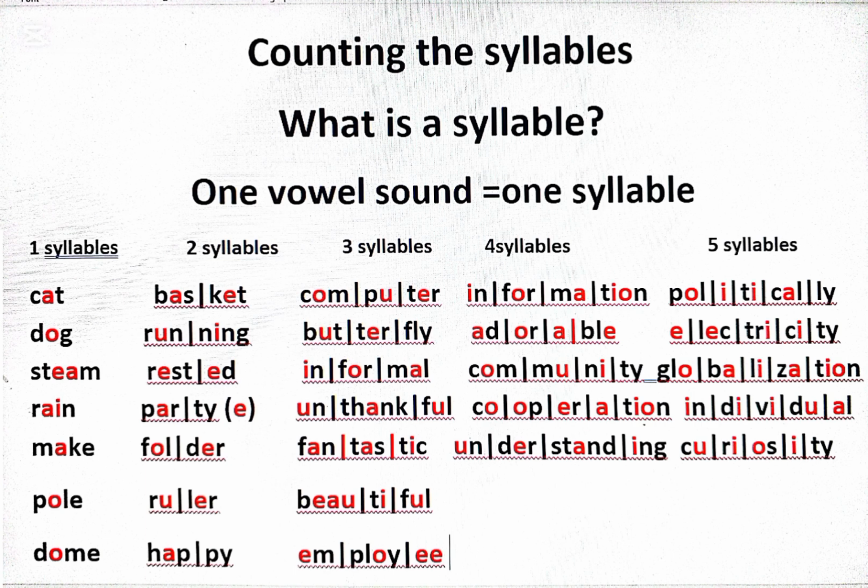Individual. Individual. Again, in this word we have five vowel sounds, so we can say the word has five syllables. Curiosity. So here also five syllables. Let's see: cu, ri, o, si, ty. Again, Y is producing the E sound at the end of the word. So we can say the word has five syllables.